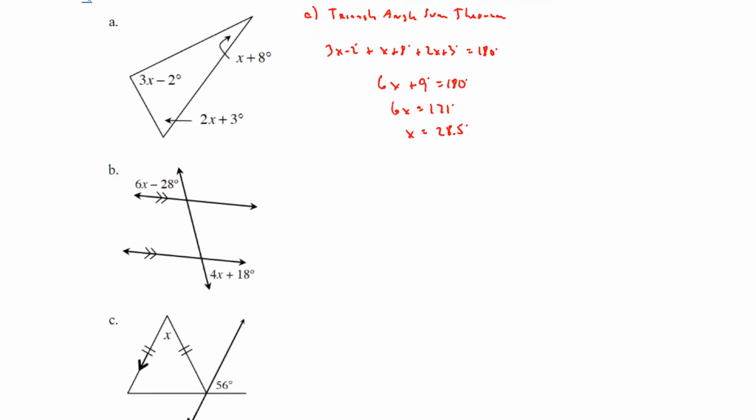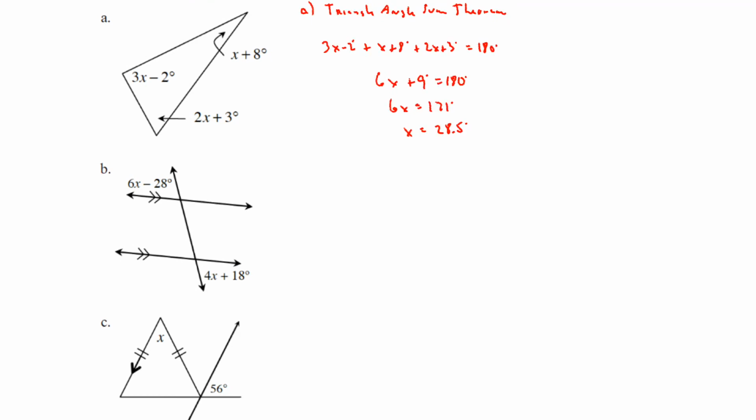Alright, on part B, we have 2 parallel lines cut by a transversal. We can use a couple of different things that we've learned. Vertical angles to show that those 2 angles are congruent to each other. And then this angle and this angle would be corresponding angles, and therefore corresponding angles are congruent as well, so their measures are the same. So we used vertical angles, then we used corresponding angles.